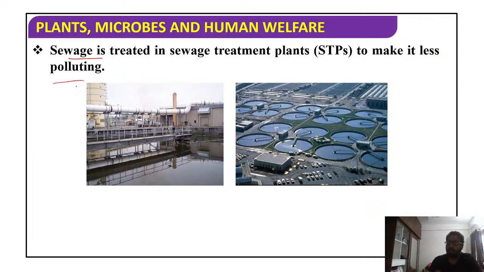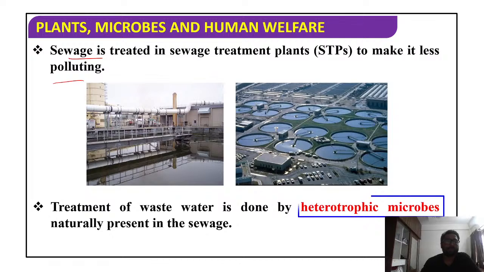Students, here we are not able to make it zero pollution, but we can convert the most toxic form into the less toxic form, from most pollution to least pollution, with this STP. Now you need to understand how this wastewater can be treated: it is done by heterotrophic microbes which are naturally present in the sewage.